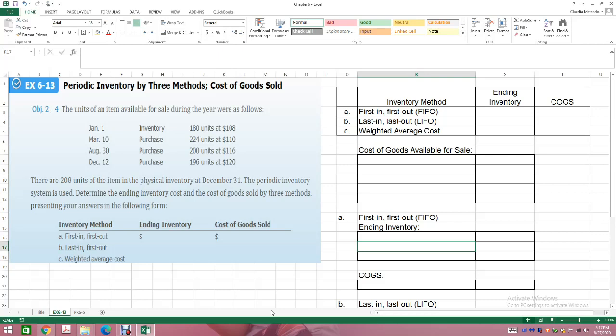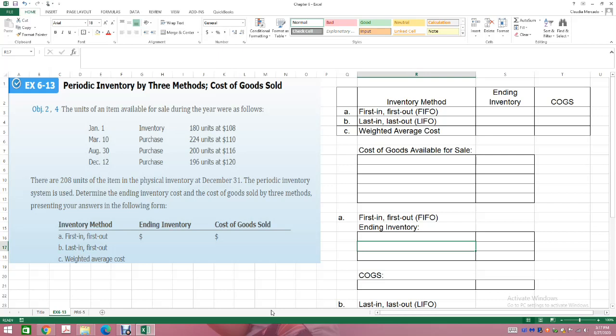So, I'm going to go over 2 problems today. The first one is exercise 6-13, and the other one is problem 6-5. Okay, so let's do the exercise first. And I like this problem because this problem puts together the 3 different inventory methods, which is FIFO, LIFO, and weighted average. Okay, so the problem reads, periodic inventory by 3 methods.